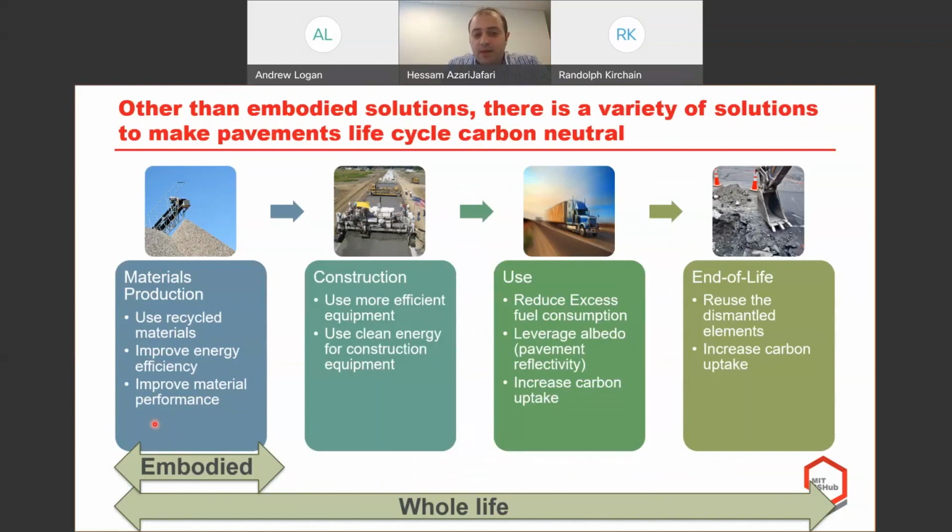And at the end, while we are considering the embodied impact solutions for pavement, we can see that there are multiple opportunities throughout the life cycle of the pavements related to the construction, use, and end of life. We can use better equipment. We can use cleaner energy for construction equipment. We can make our roads stiffer, smoother, and more reflective, or we can increase the carbon uptake both for the use and end of life, or we can reuse the dismantled elements for other applications to give a second life to that material as well to achieve carbon neutrality.